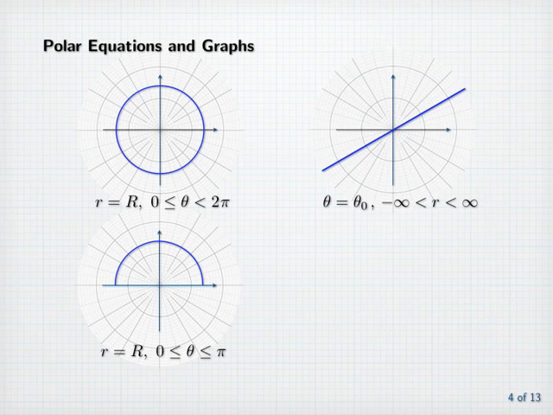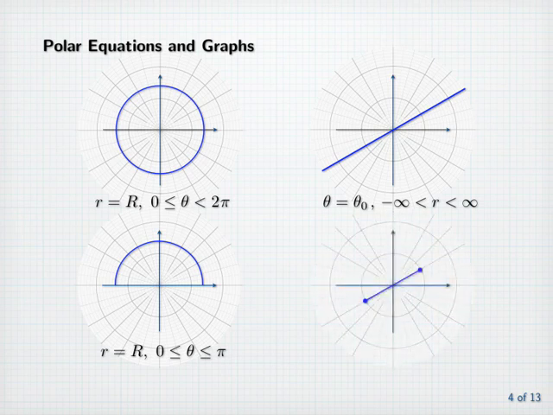Just as we can describe a part of the circle r equals capital R by restricting the free variable theta, we can also describe a segment on a line theta equals theta naught by restricting the free variable r. Here you see the result of restricting r to the closed interval from -1 to 1.